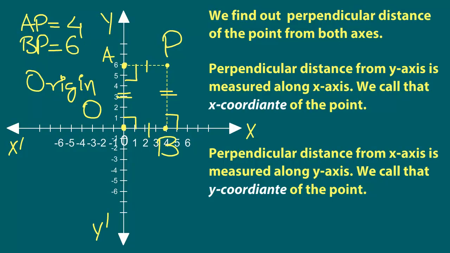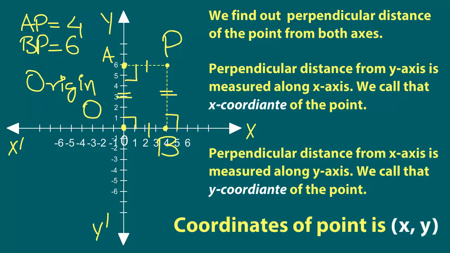And so René said that the coordinate of any point, we can write within brackets x comma y, where x represents the x coordinate. Again, it's very important to understand the x coordinate is really the distance of the point from the y-axis, and the y coordinate is the distance of the point from the x-axis. So then we say the point P is basically (4, 6).